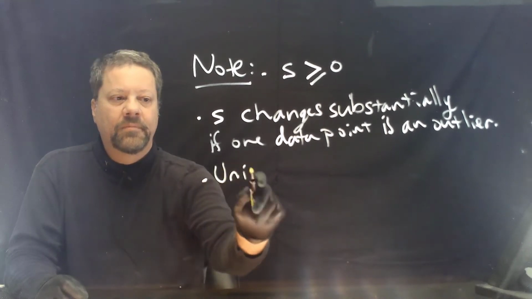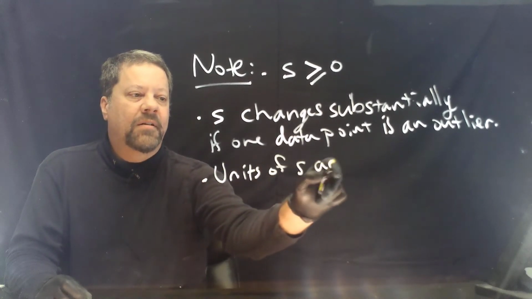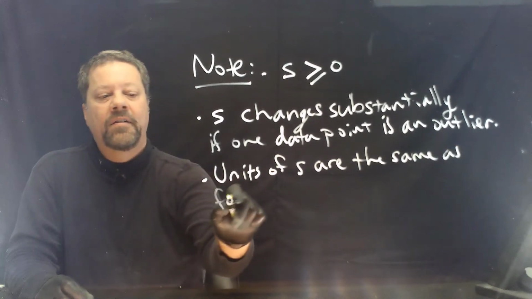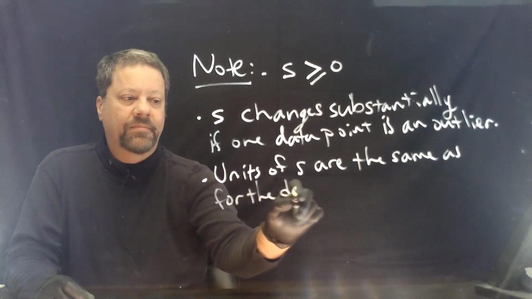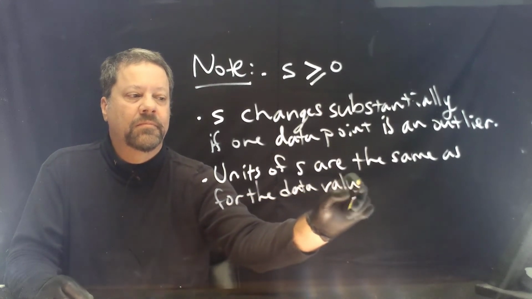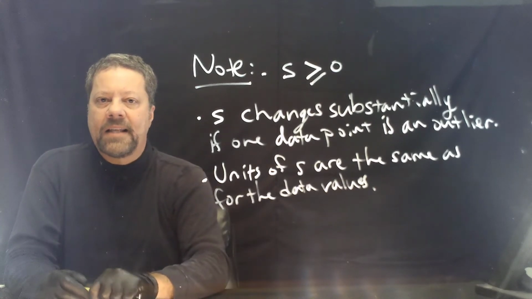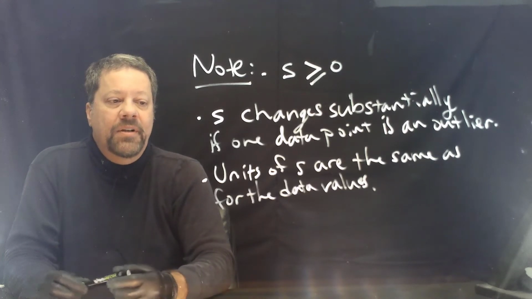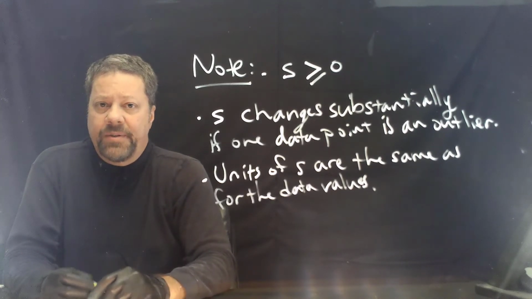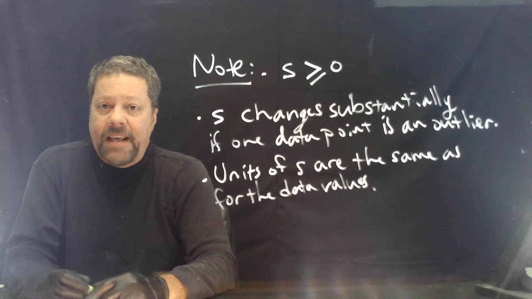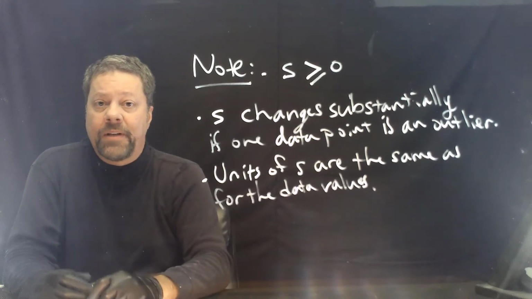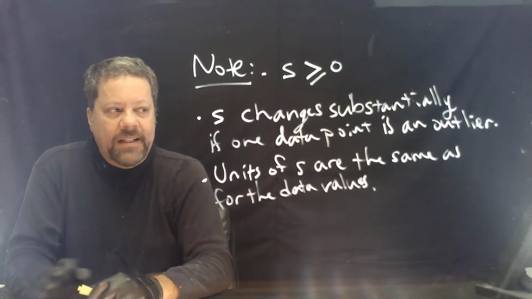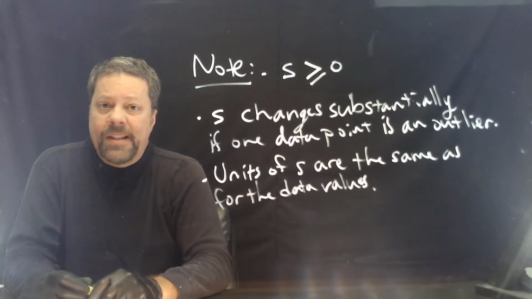The units of S are the same as for the data values. So if you're working in, say, a unit of length, like meters, for your data values, then the standard deviation will be in meters. If the data values are measured in feet, so you're trying to measure the heights of individuals in feet, then the standard deviation will be measured in feet. Whatever the units of the data are, the units of the standard deviation will be the same.